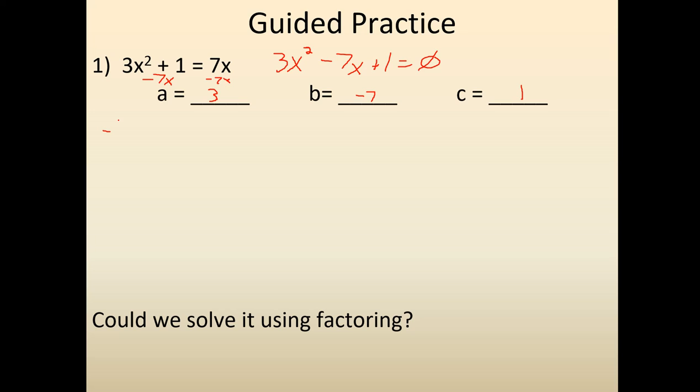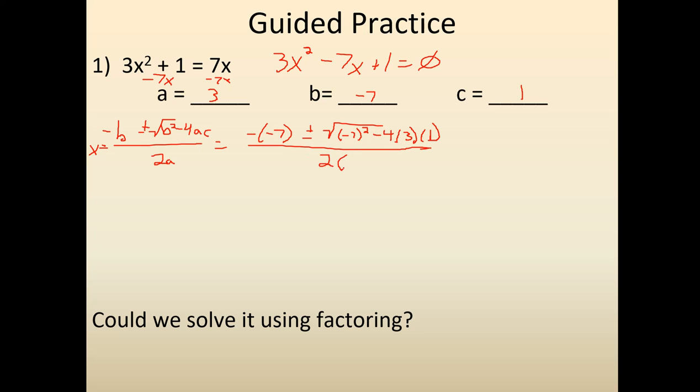So the equation, remember, is negative b plus or minus the square root of b squared minus 4ac all over 2a. So if I do this, I get negative 7 plus or minus the square root of negative 7 squared minus 4 times, I already said a was 3 and c is 1, all over 2 times 3. Remember, I'm just taking these numbers and plugging them in where I see the letters B, A, and C.